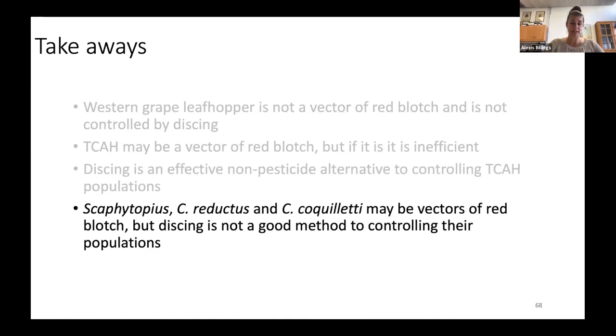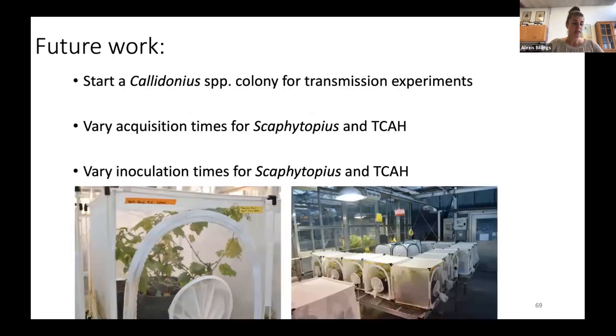Scaphotopius, Colidonis reductus, and Colidonis coccoletti may be vectors of varying efficiency, but disking is not a reliable method for reducing their populations in the vineyard. Thank you for tuning in to what we know so far. We do have some more work planned for this, including trying to start two Colidonis colonies so that we can do some transmission experiments with them, as well as altering acquisition and inoculation times for both scaphi and Tika to further understand their possible efficiency as potential vectors.